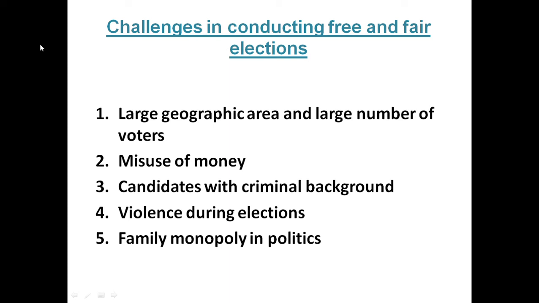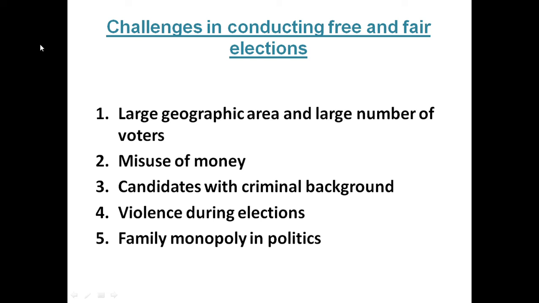The third challenge is candidates with criminal background. Political parties give election tickets to candidates with criminal backgrounds. Directions have been given by the Apex Court that political parties should be accountable that any candidate with a criminal background should not be given tickets. This will be an effective mechanism to keep a check on criminalization of politics. This is an extremely disastrous and lamentable situation which leads to the Election Commission facing problems in ensuring that elections are conducted in a free environment.